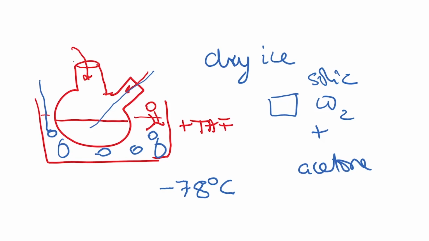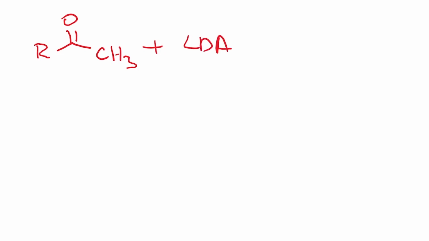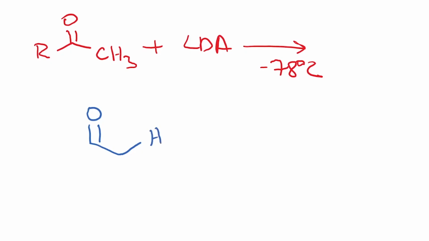And then to this reaction vessel, you can add LDA. And so the reaction now is basically, let's say we take this plus LDA at minus 78 degrees. And what we expect here is the following. So you have C double bond O, H, and there's a nitrogen base here.